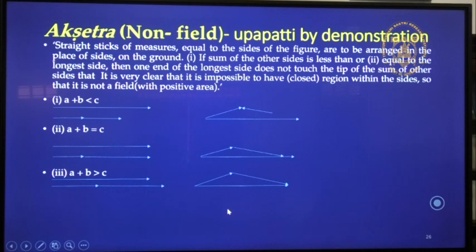We used to do this kind of demonstrations in our activity classes, but at that time I didn't know that it is given by our own Indian mathematician. It has not come from anywhere else.